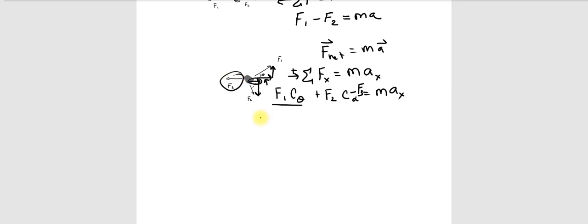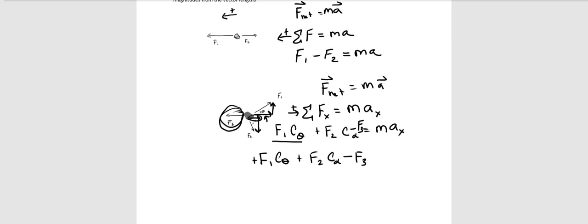So let me write that so it's a little more legible. F1 cosine theta, it's positive because it points to the right, plus F2 cosine of the angle alpha, also positive because it points to the right, minus F3. No sines or cosines required because of the direction. It's negative because it's pointing left, and we are calling right positive. Then the rest of this would equal mass times the acceleration, but we would be talking about just the x component of the acceleration.